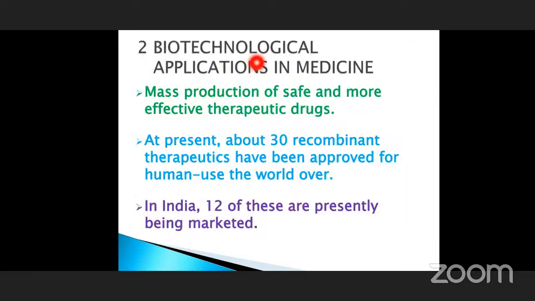Next, biotechnological applications in medicine. Recombinant DNA technology has made immense impact in the area of healthcare by the production of more therapeutic drugs, antibiotics, and vaccines. So, a vaccine is nothing but a killed or attenuated form of microorganism.